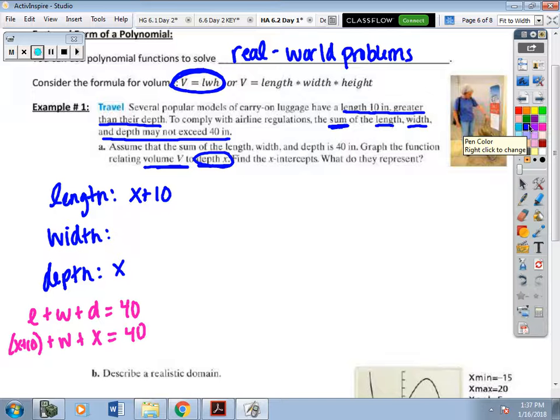You can either combine like terms first and then subtract, or you can just subtract. Abby? What does the parentheses say? X plus 10. I got that from up here, where the length was x plus 10. The width we don't know, so I'm leaving it W. And the depth was x. So it's up to you if you want to combine like terms first. 2x plus 10 plus W equals 40. And then we have to subtract 2x and subtract 10.